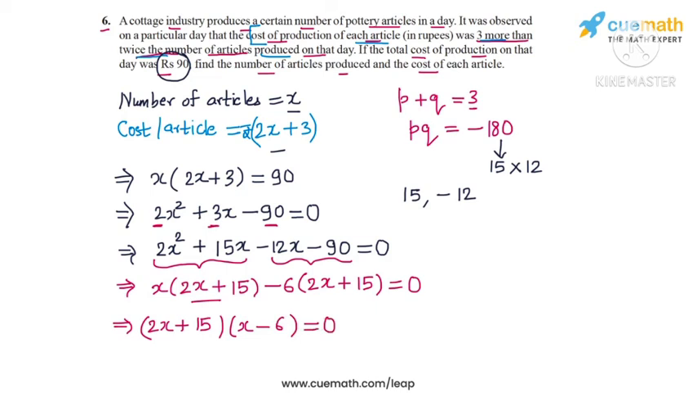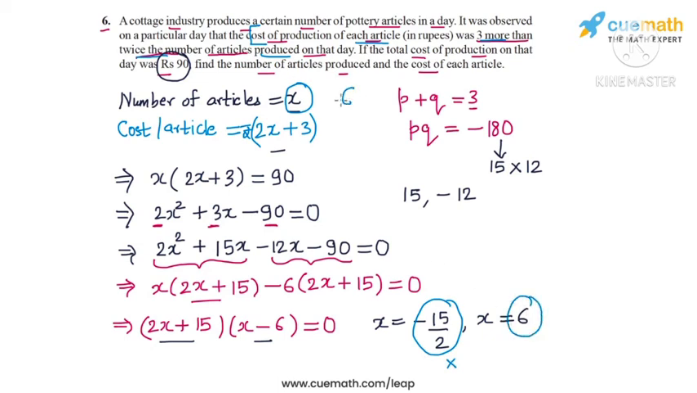And now we can see that the two roots of this equation are x equal to the 0 of the first factor, so that's minus 15 by 2, and x equal to the 0 of the second factor, which is 6. So x was the number of articles, so clearly x can't be this negative non-integer, so this root is not valid in this case. So the number of articles is 6, and the cost per article is 2x plus 3 or 12 plus 3 or rupees 15. And we can see that the product of 6 and 15 is 90, which aligns with the cost of production given to us.